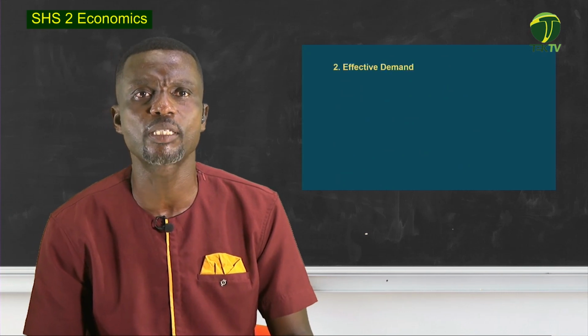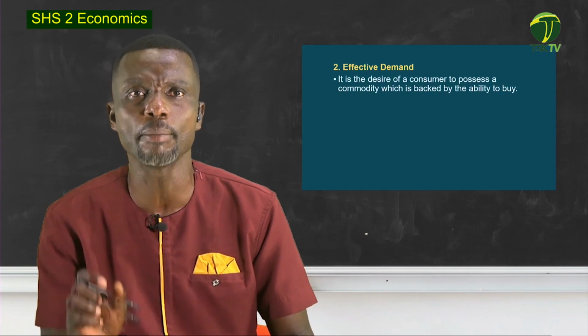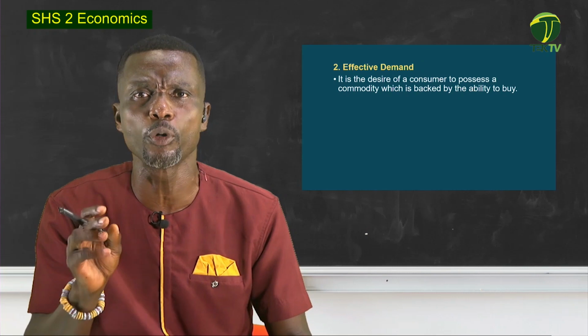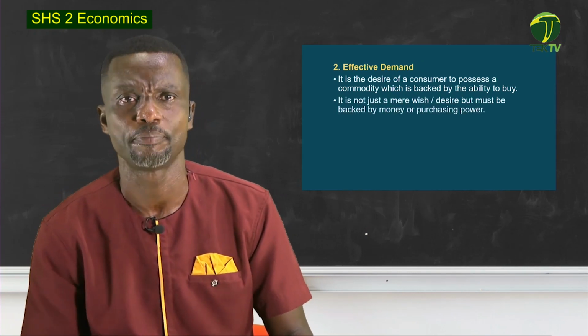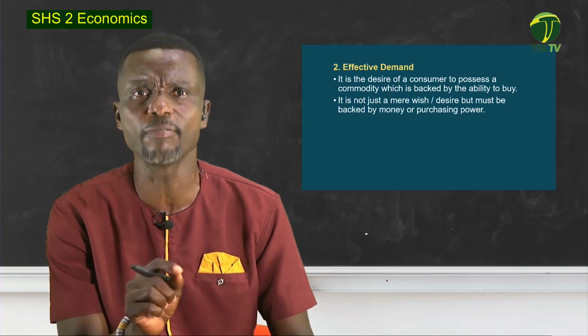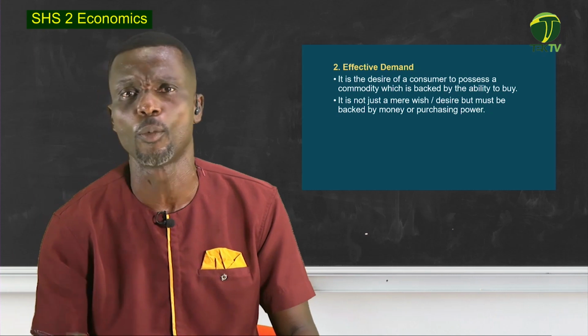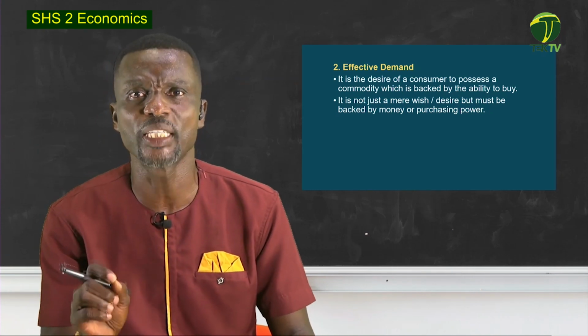The next terminology is effective demand. By effective demand, we are talking about the desire of a consumer to possess a commodity which is backed by the ability to buy. So effective demand is not just a mere wish or a mere desire for a commodity, but must be backed by money or purchasing power.